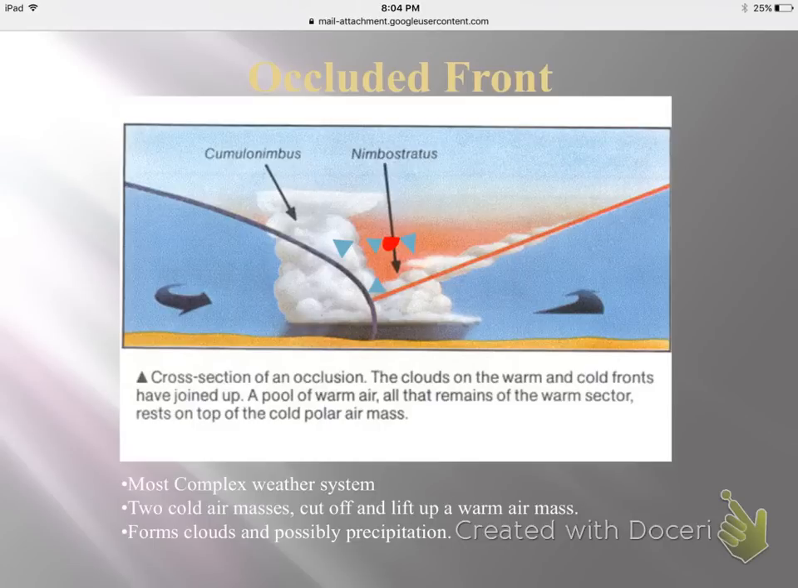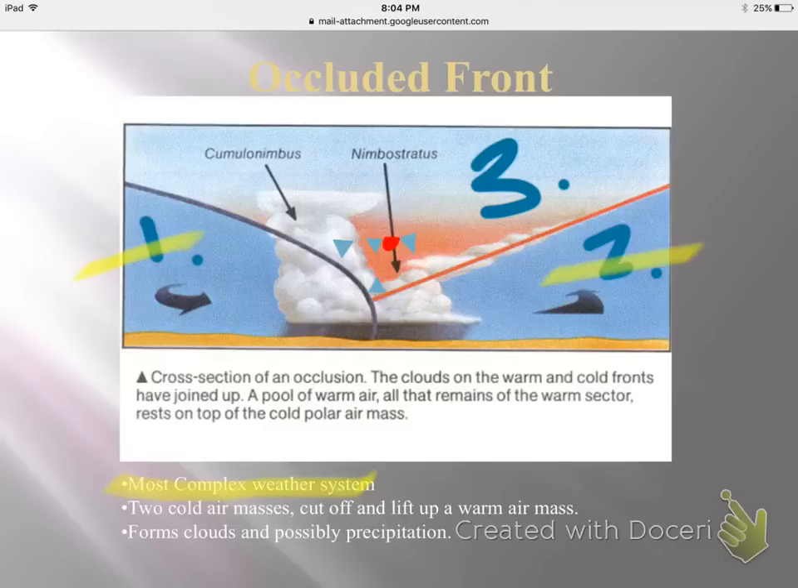The occluded front is the last front, and this is your most complex front, and it's the most complex one because here you have 1, 2, 3 different air masses involved, okay? So your first two air masses right here and right here, both of these are going to be cold air masses, all right? What they're going to do is the two cold air masses are going to meet and cut off the warm air mass up here, okay? And when it cuts off that warm air mass, it lifts it up so it never even touches the ground.